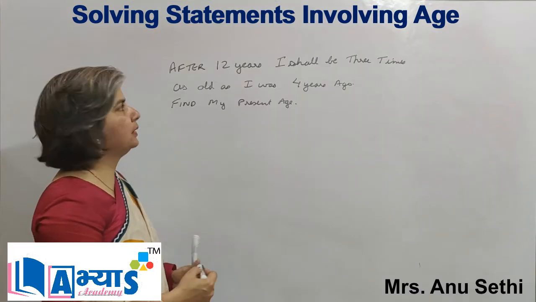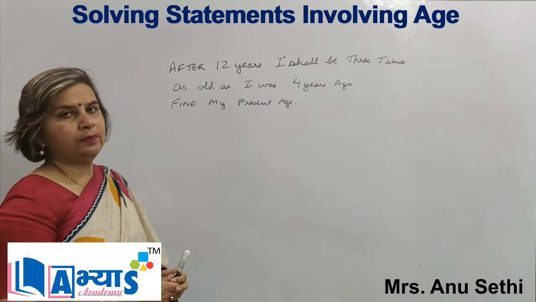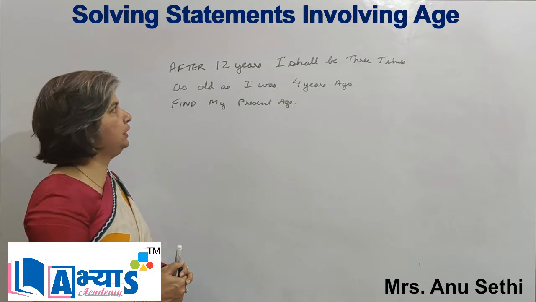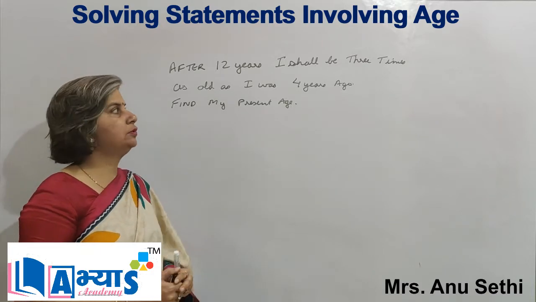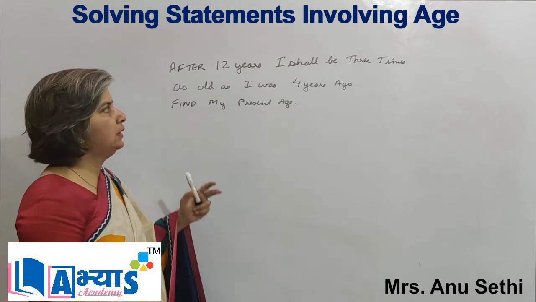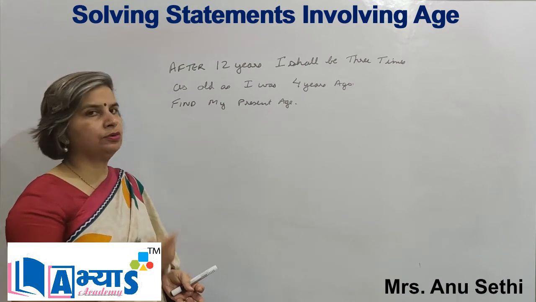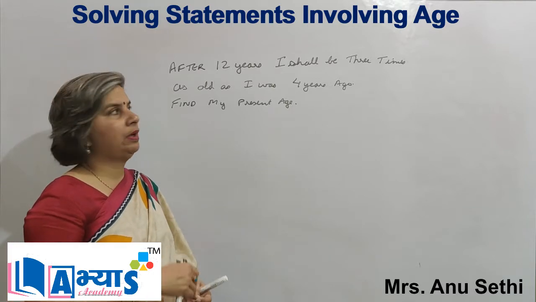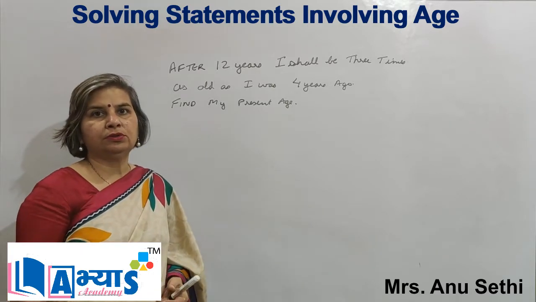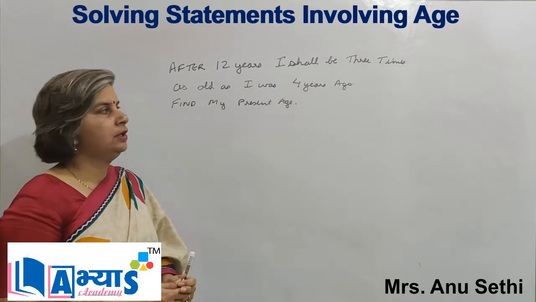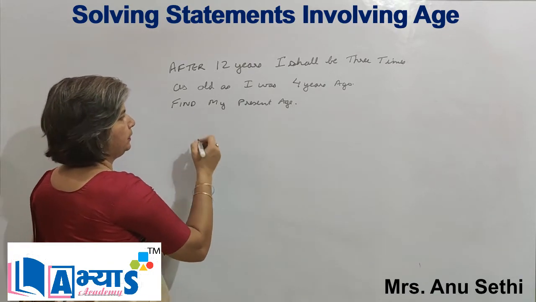Now let us take another example. Suppose I have been given a question to solve: after 12 years I shall be 3 times as old as I was 4 years ago. That means the relation is between my age 4 years ago and my age 12 years after the present age. According to this situation, I am supposed to find my present age. So I will assume my present age to be x.